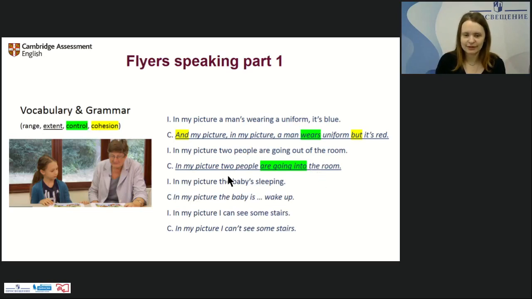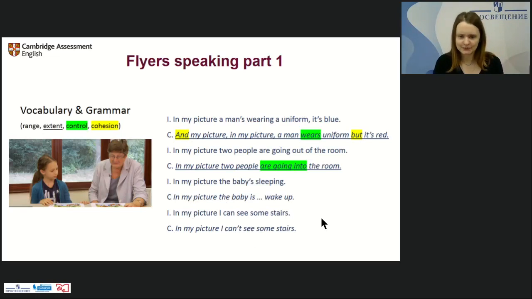So I would like you to look at this part of the script and give me an example from here of cohesion. Let's start with a simple one. Is there anything for cohesion? Any linkers here? Nothing, exactly. So we only had cohesion in the very first part and nothing else.